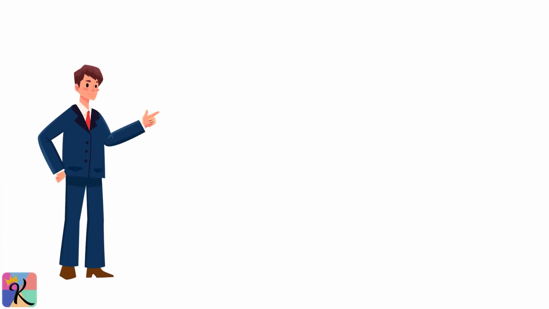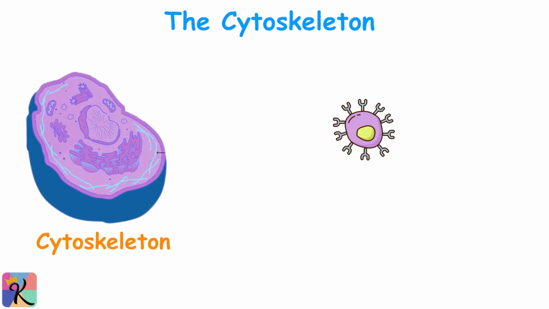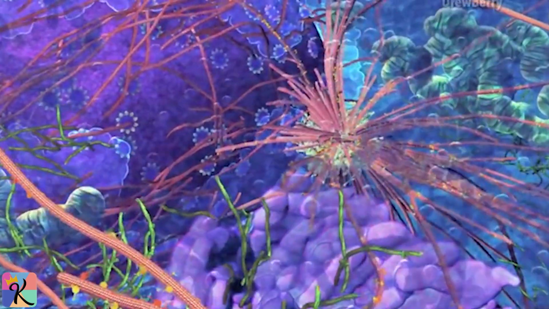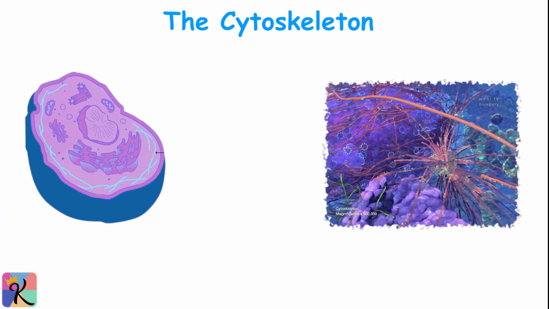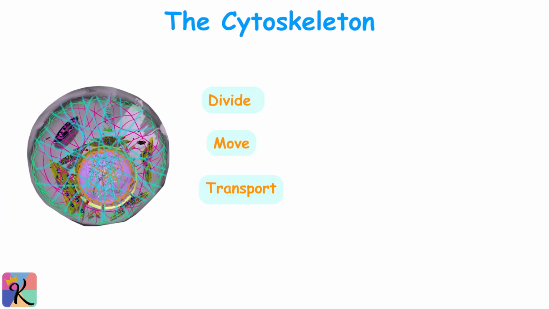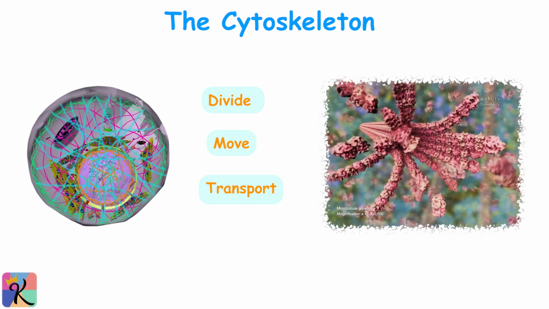Hello everyone! Today, we're diving deep into the fascinating world of the cytoskeleton. It's the hidden framework that gives our cells their shape, strength, and ability to move. Picture it as a dynamic network of highways, scaffolding, and machinery all working together to keep our cells in perfect order. At the end of this video, you'll understand how this intricate structure enables our cells to divide, move, and transport essential materials.